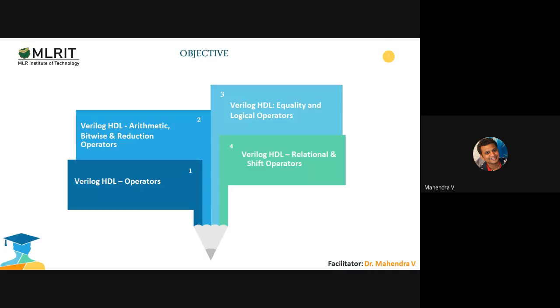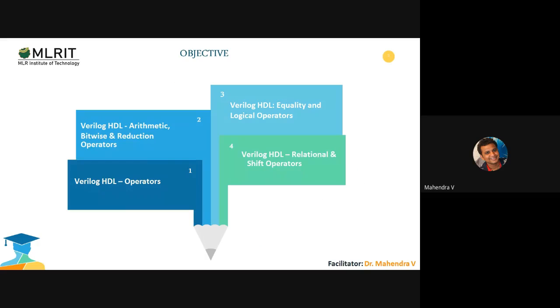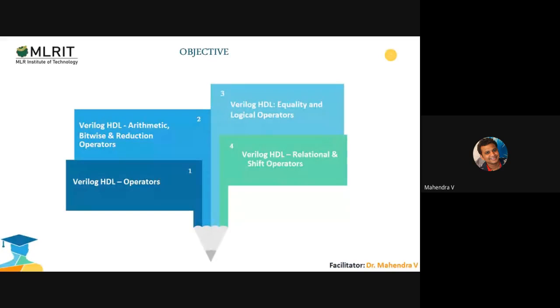Now let us look at the different operators we use in Verilog HDL. Operators perform operations on operands. We have seen some basic operators: unary, binary, and ternary. Unary performs operations on a single operand, binary performs operations on two operands, and ternary performs operations on three operands.